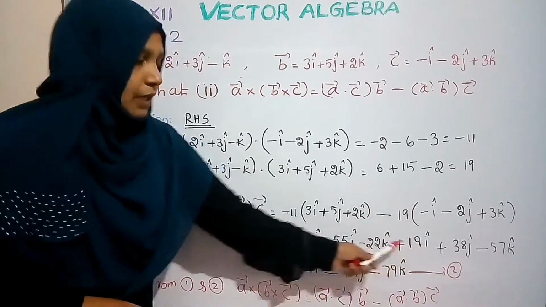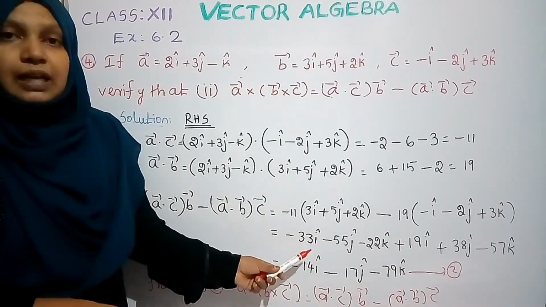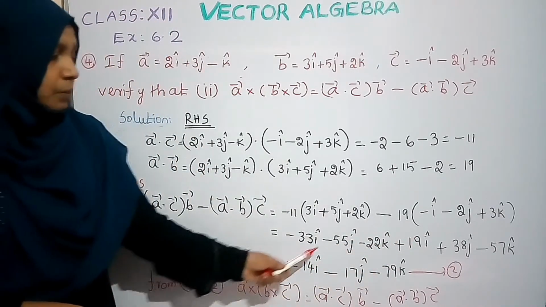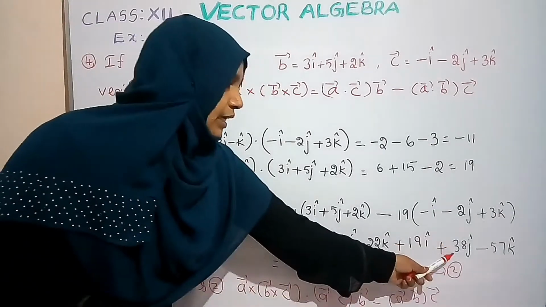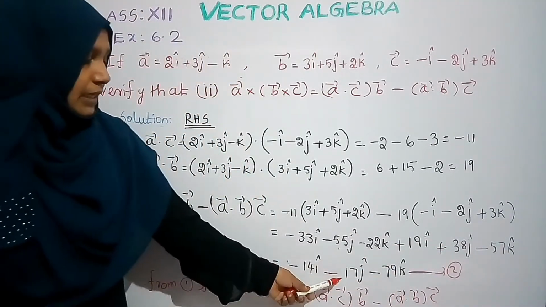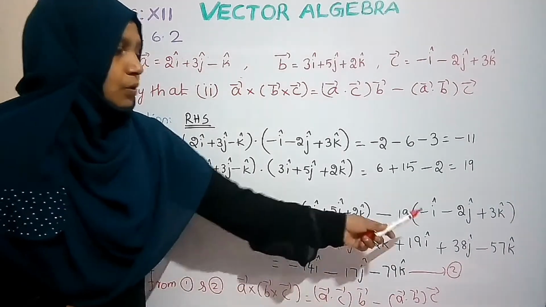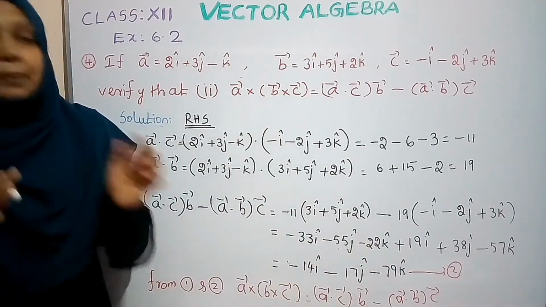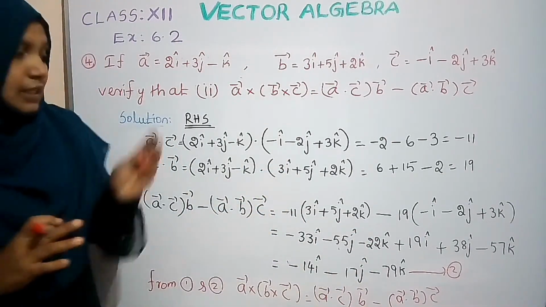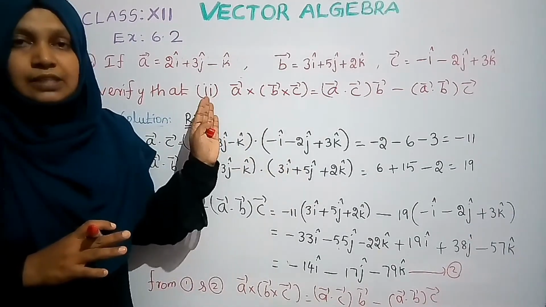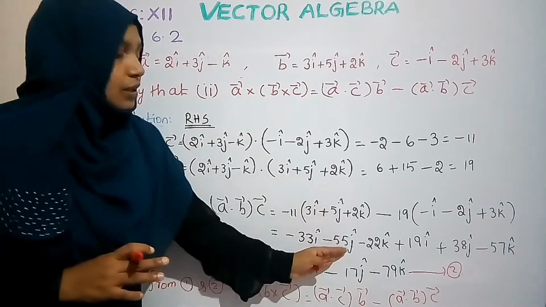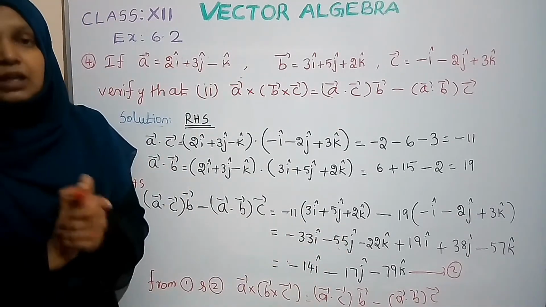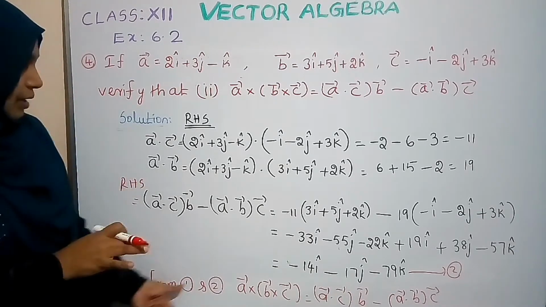And here also we are multiplying, and then the like terms alone we are adding. That is minus 33 i cap plus 19 i cap is minus 14 i cap, minus 55 j cap plus 38 j cap becomes minus 17 j cap, and minus 22 k cap minus 57 k cap becomes minus 79 k cap. Now compare this answer with your first answer, that is the LHS answer. Already we marked that answer as 1. Now we got the second answer. We are comparing both the answers. We are getting equal answers for LHS and RHS.